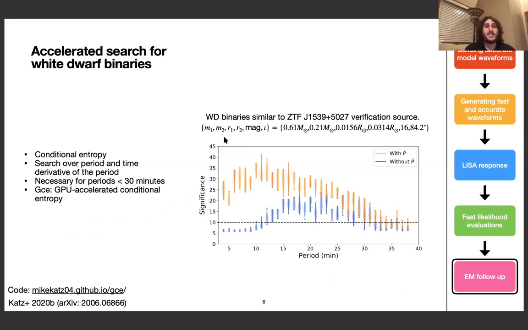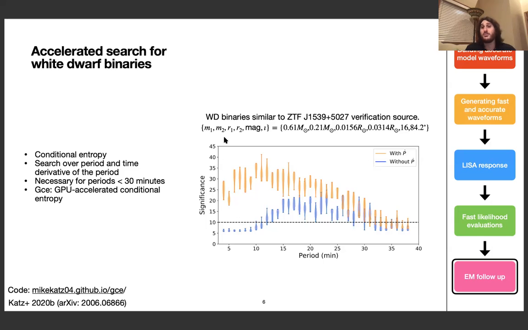Another project we've worked on is accelerating searches for white dwarf binaries. The accelerated search actually has a double meaning here. It means GPU accelerated, as well as including a time derivative of the period in our search. Normally you generally just search periodic sources by searching over the period. But in this case, we have used the GPU, improved upon the old code, and implemented the ability to search over the time derivative of the period, or P dot, in addition to just the period.